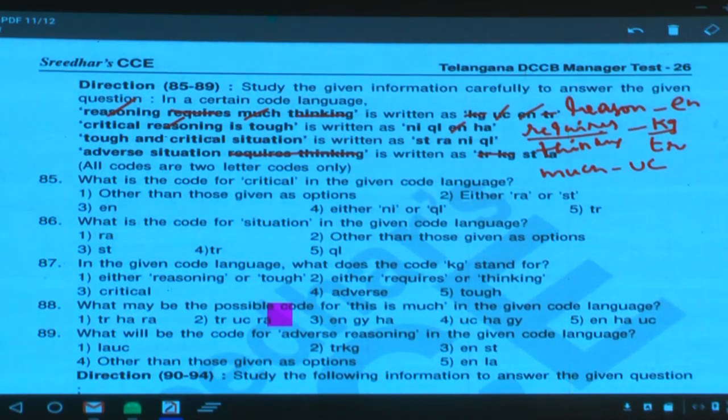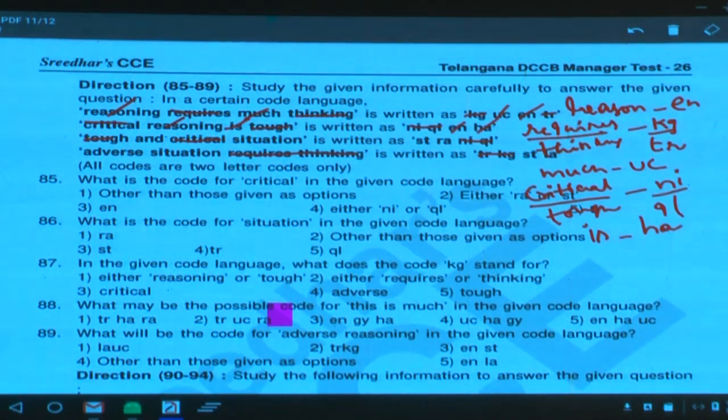Then compare the second and the third statements. Critical and tough are the two words common here. As two words are common, two codes will be common, and the codes for the individual words cannot be identified here. So for critical and tough, the codes are NI and QL, in any order. Then in the second statement, what is left over is 'is', and the code left over is HA, so the code for the word is HA.